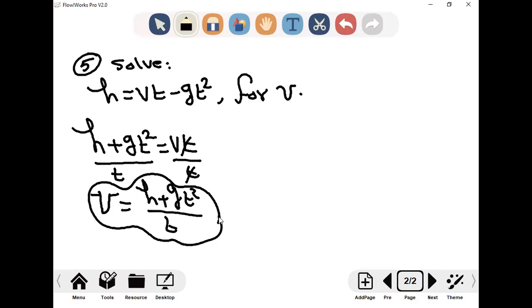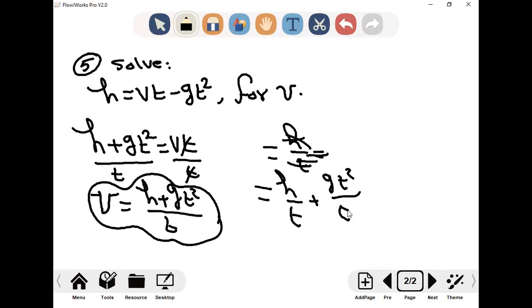We can simplify and say it equals h over t plus gt power 2 over t. Now this t can cross with t, so it equals h over t plus gt. But at the end I want the value of v. Is this the value for v?